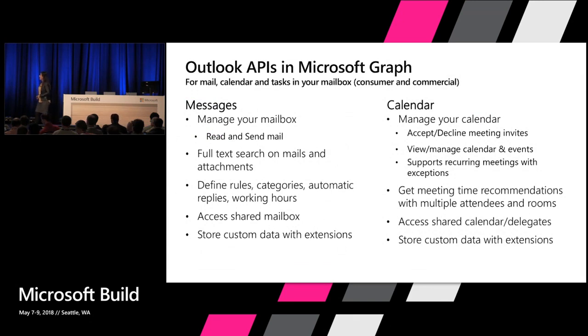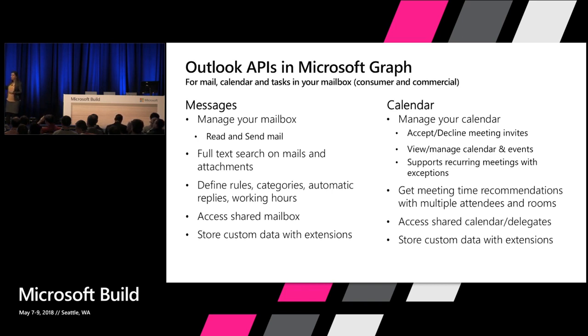OK, next one. The Outlook APIs in the Microsoft Graph. Outlook has messages, calendar, and tasks in the Microsoft Graph. For the mailbox, you have all the capability, not only reading and sending messages across your mailbox, but managing your mailbox as well. Doing full text search on emails, defining rules, defining, for example, out-of-office messages, right? So you can build workflows that say, if this user is out of office, then redirect this process to the manager, or something like that.